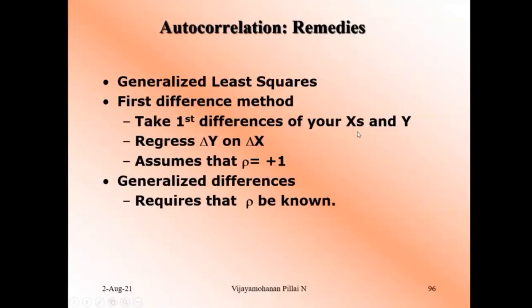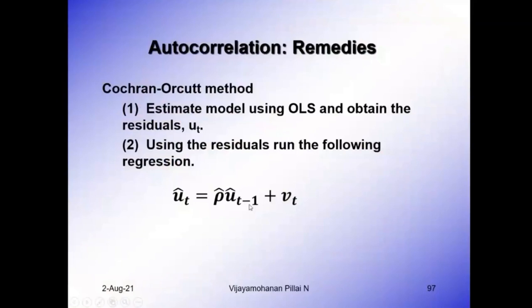There is another method which is called a generalized difference. In this particular case, we should know the value of the autocorrelation measure, that is rho. This is the Cochrane-Orcutt method. I am not going into the details of this. What we have to do is, first we estimate our model and get the residuals. Then using that residual, we regress the current value of the residual on one previous value of the residual. Regressing like this, we will get an estimate of the autocorrelation coefficient, that is the rho hat.